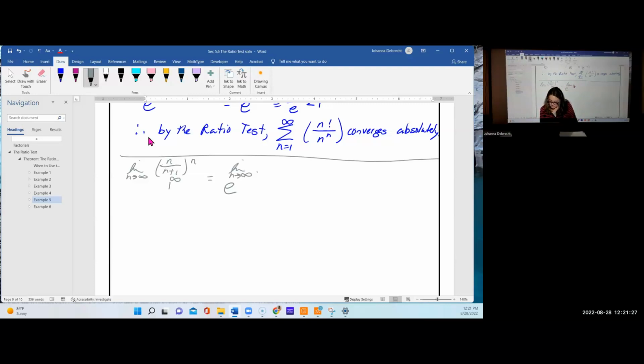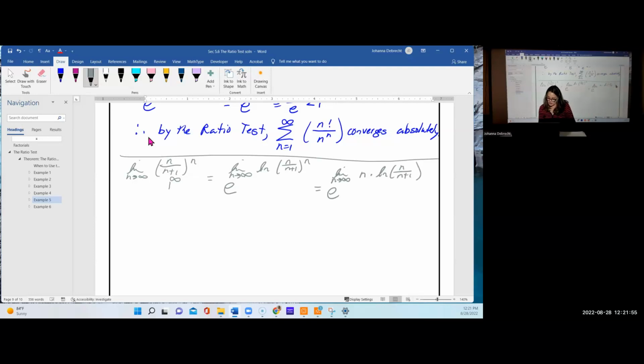And then we have the natural log of n over n plus 1 to the nth power, right? And then, of course, you could pull the power to the front. You can do that in either form. So if you pull the power to the front, then you have e to the limit, n is still going to infinity, and you have n times the natural log of n over n plus 1.